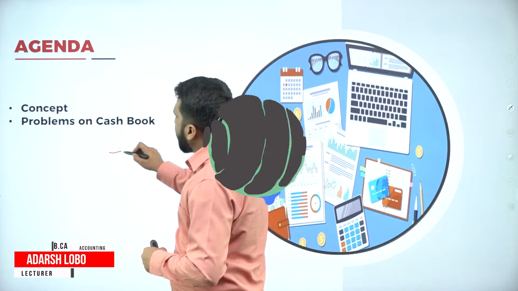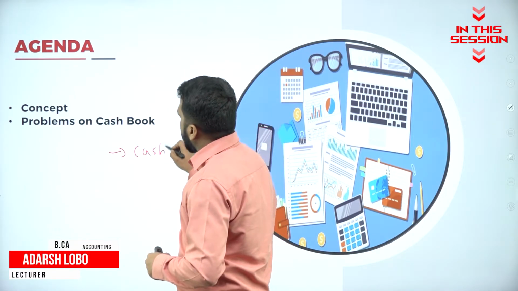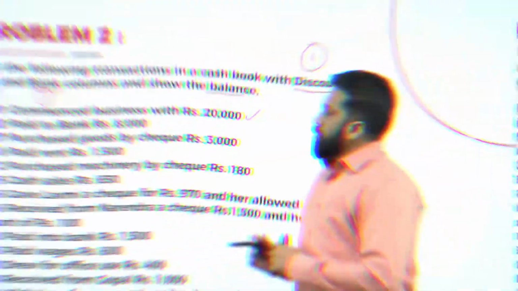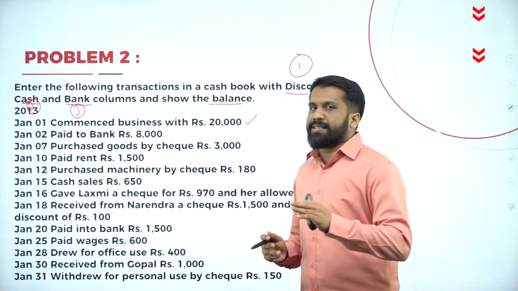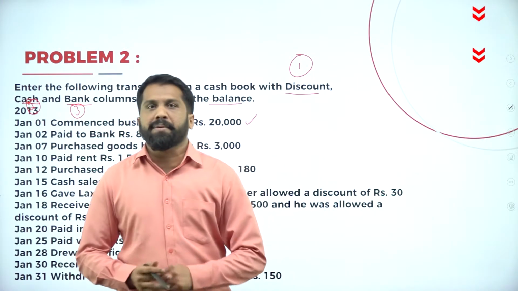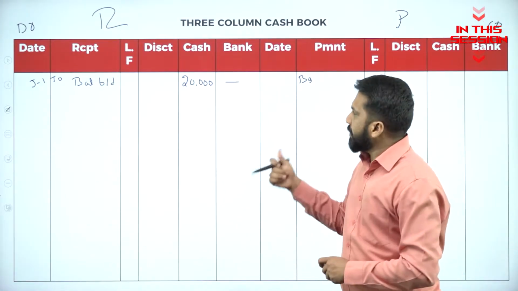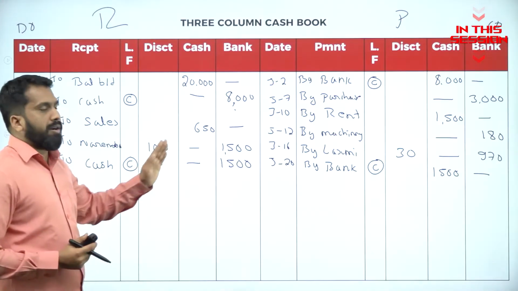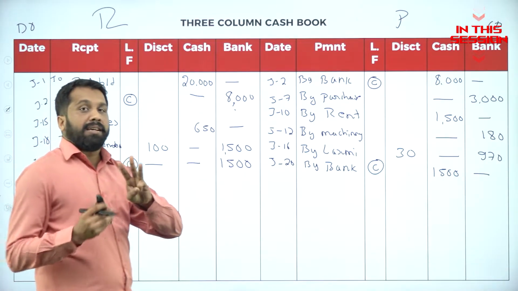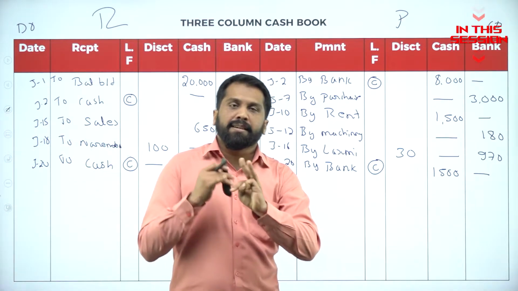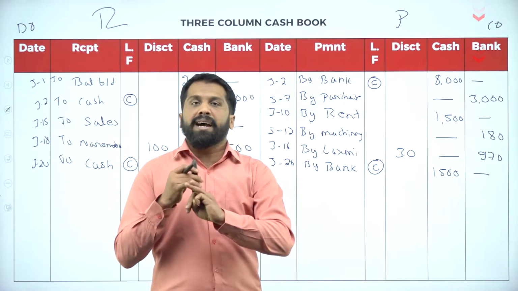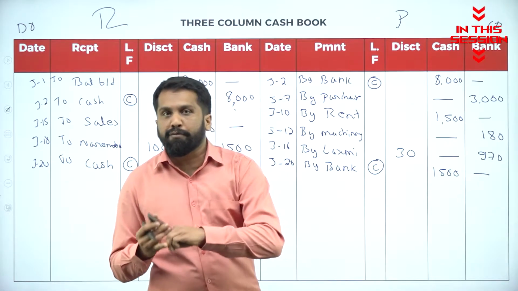Why do we call it a single column? We use the column called cash. We have two sides: one is receipt, one is payment. Unless they mention bank or check, we should write it in the cash column. So there are only three cases: cash withdrawn from bank, cash paid to bank, and cash withdrawn for office use.